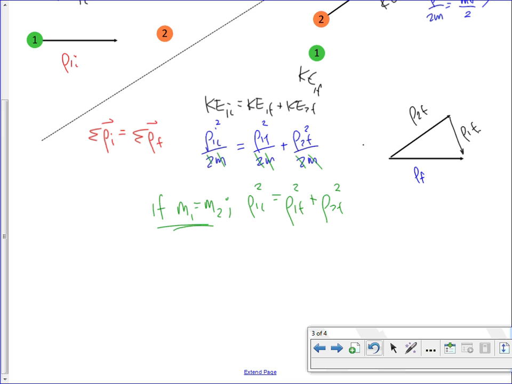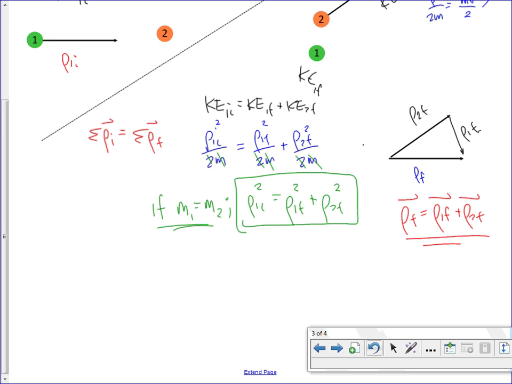So two conditions have to be met. Here's one. The other is what we just said here, that P initial is P1 final plus P2 final. So the vectors have to add up. That's just a conservation of momentum statement. And here, the sum of the squares has to equal the square of that, which only works if this is a right angle.